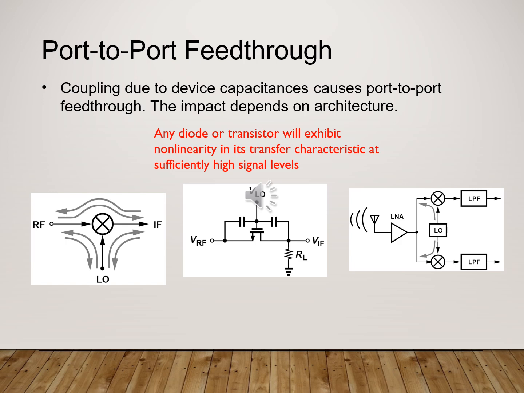As an example, local oscillator feed-through will occur from the local oscillator port to the intermediate frequency output port due to parasitic capacitance or power supply coupling, etc. Three main isolation terms are of interest for mixer measurements: local oscillator to intermediate frequency isolation, local oscillator to RF isolation, and RF to intermediate frequency feed-through.